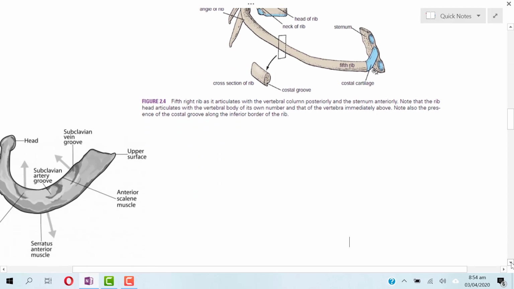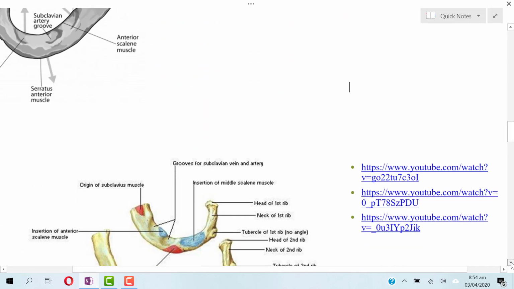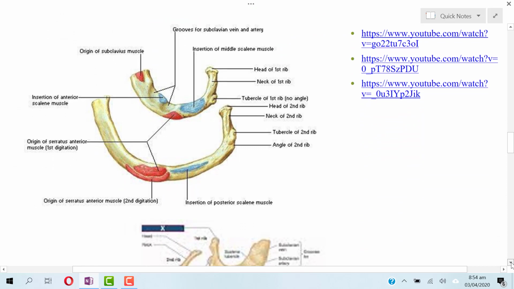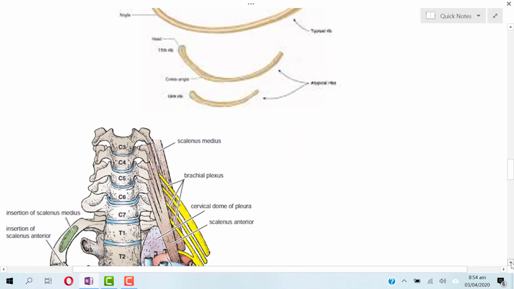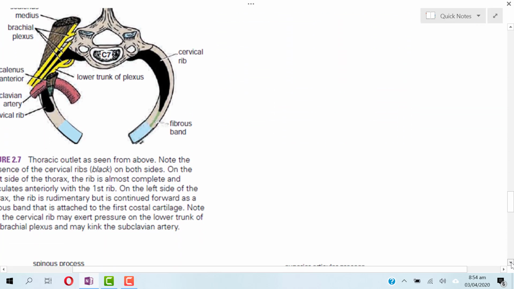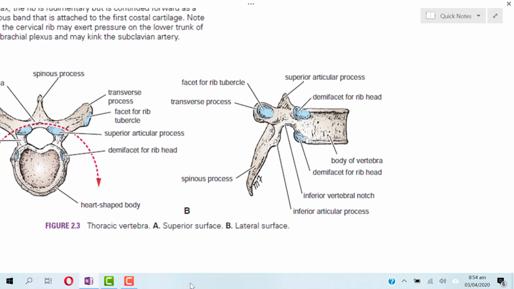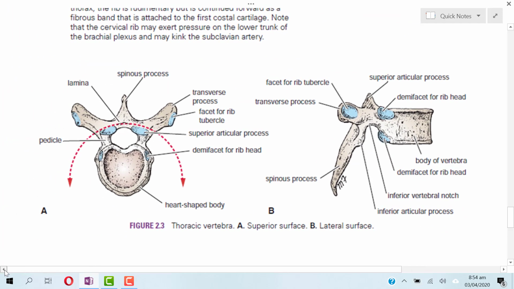We have covered the sternum, we have covered the typical rib, we have covered the atypical ribs also. Now we will come towards the third and the last part of the osteology. What is the third and the last part? They are the vertebrae, which form the posterior part of the thoracic wall or thoracic cage. How posterior? Because these 12 thoracic vertebrae form the posterior part of the thoracic cage.